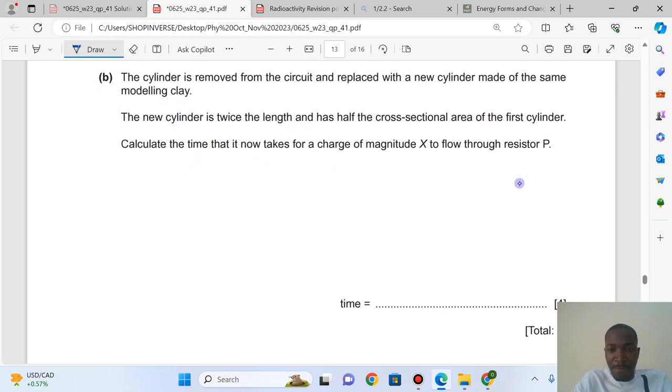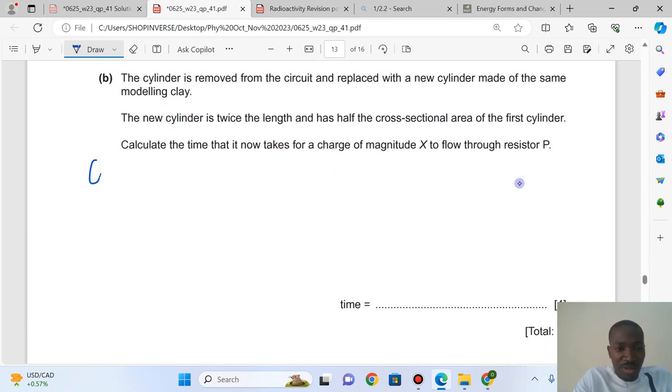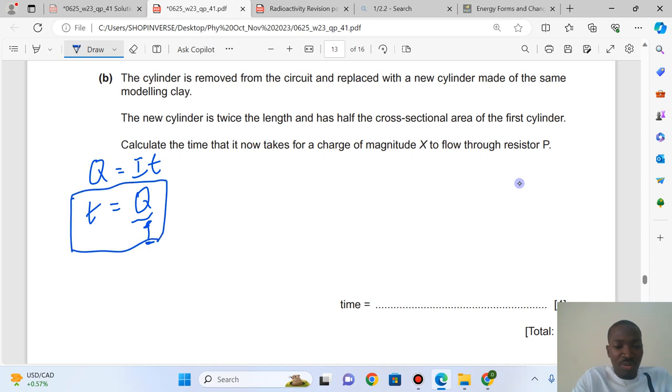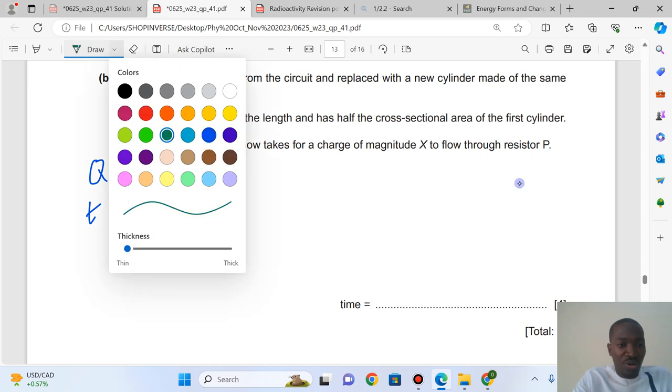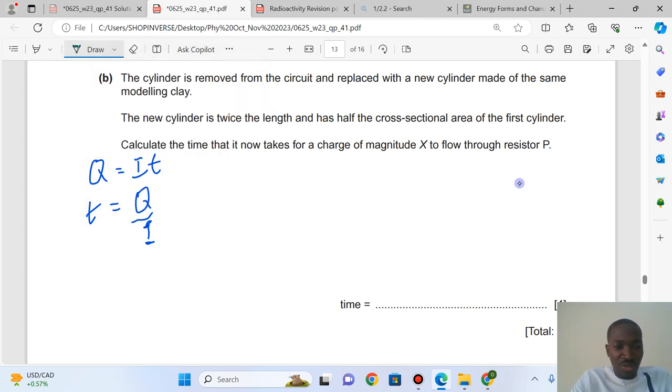Well, calculate the time. Q equals IT. So to get the time, time equals the quantity of charge divided by the current. How do you get the current? From the formula V equals IR, then you can get the current. If you want to get the time, this is the formula you are using. But you cannot use this formula without getting the current, because you don't know the current. So now we want to solve for the current. After getting the current, then you can put it into this formula.